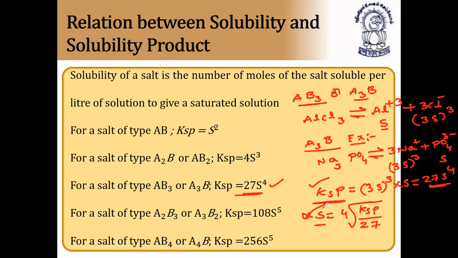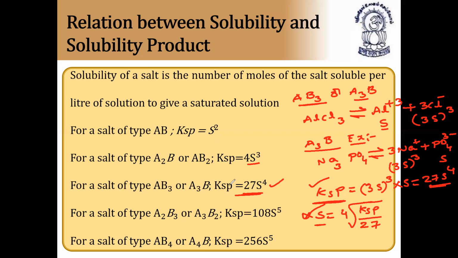If the salt of type is given as AB, then Ksp is equal to S square. For AB2 or A2B, Ksp is equal to 4S cube. So for every type of salt, the formula is changing. That's why it's very important to identify the type of salt. Unless you identify the type of salt properly, you may not get the correct answer.